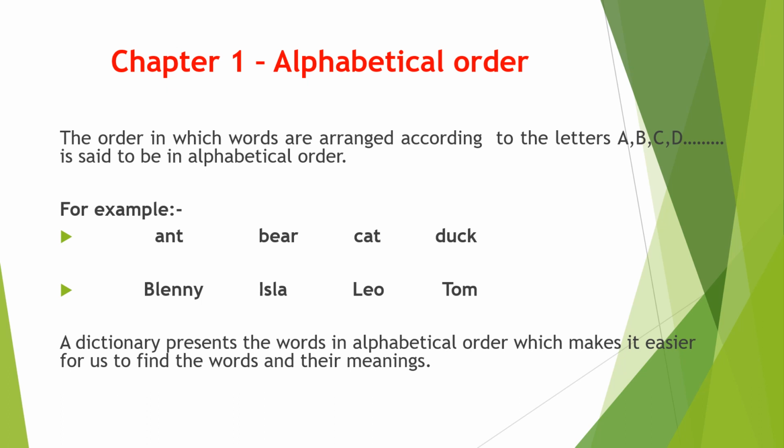Dear students, you all might have seen a book which has the words in alphabetical order. What do we call that book? It is a dictionary. Yes, a dictionary presents the words in alphabetical order, which makes it easier for us to find the words and their meanings. So, if you want to know the meaning of any word, always consult the dictionary, and next time when you consult the dictionary, just observe one thing, that all the words are written in alphabetical order.